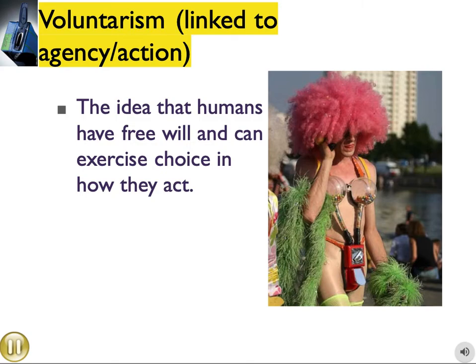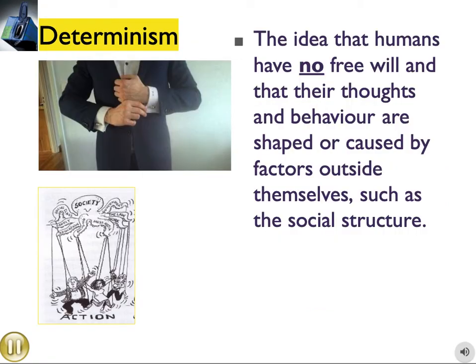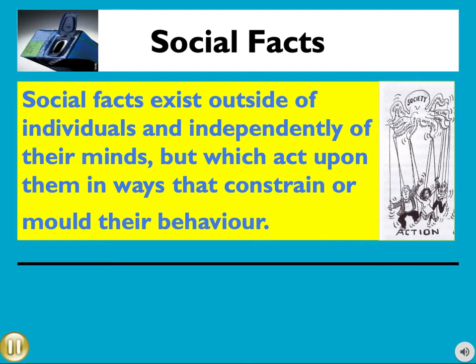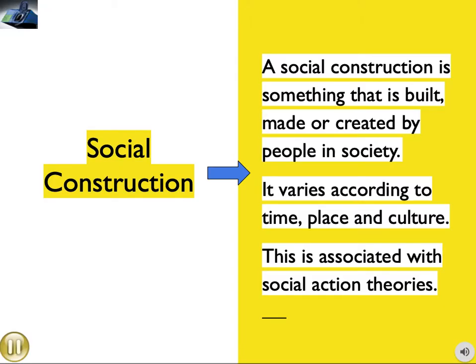Recap the concept of voluntarism linked to social action theory. Contrast this with determinism linked with structuralism. The structures of society determine your outcomes. And again, a term we've looked at already, but one we'll be coming back to a lot in theory and methods. Therefore, make sure you're able to define social facts. And finally, social construction, another term that you're already familiar with.